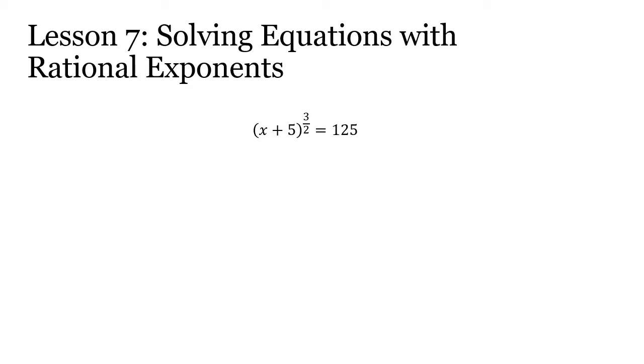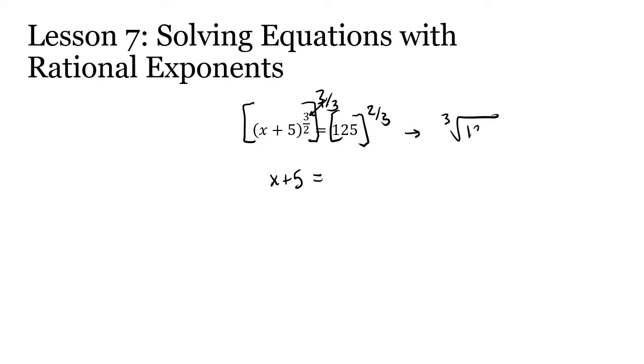Last lesson, solve equations with rational exponents. First, you gotta raise both sides to the opposite power that cancels out the fraction, so in this case 2/3, and those two will cancel, and what I do to one side I have to do to the other. I get x plus 5 on the left, then 125 to the 2/3. First I gotta do the cube root of 125, which is going to equal 5, and then I gotta square that.